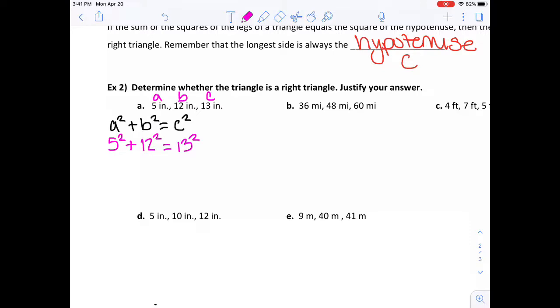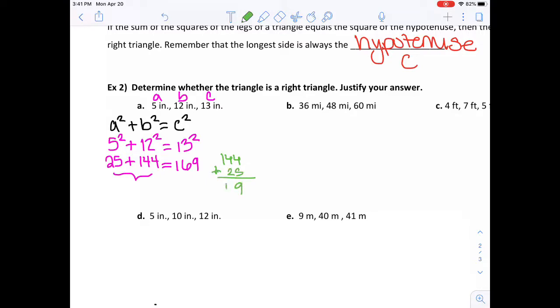Okay, 5 times 5, or 5 squared, is 25. 12 times 12 is 144. 13 times 13 is, you got it, 169. Remember, we studied those in class. So now let's see if these two, in fact, add to 169, and if they do, then these values definitely work in the Pythagorean theorem. Take 144, we're going to add it to 25.